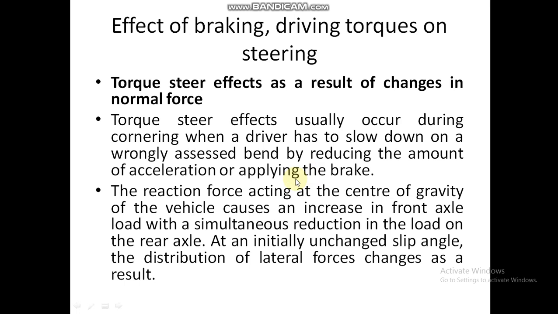So what happens when you drive a vehicle and there is a sudden bend in the road, then you have to take a turn. But before taking a turn, you might have to slow down your vehicle by applying the brake. So when you apply the brake while taking the turn, there is an effect on the vehicle which is called the torque steer effect.